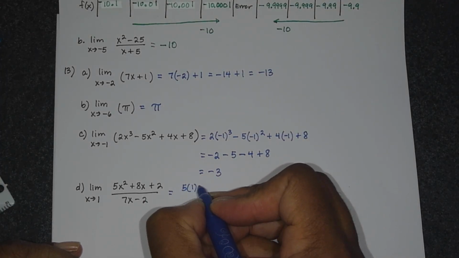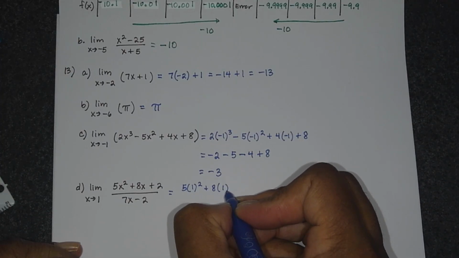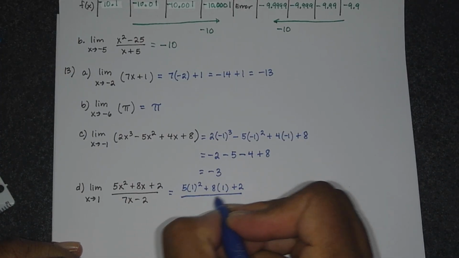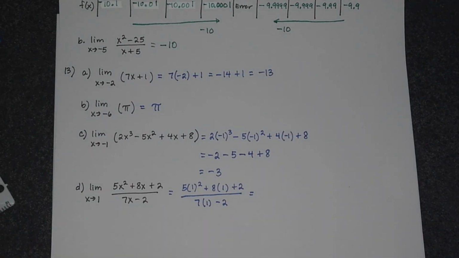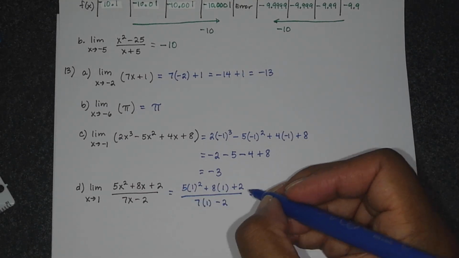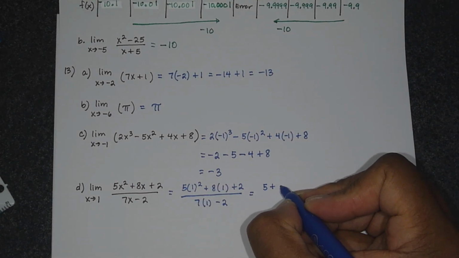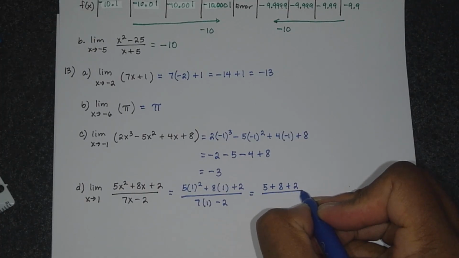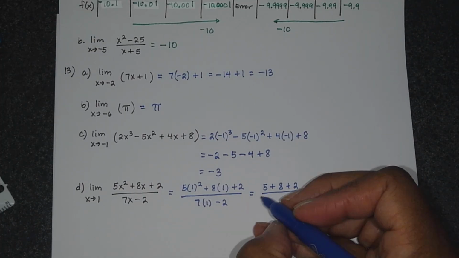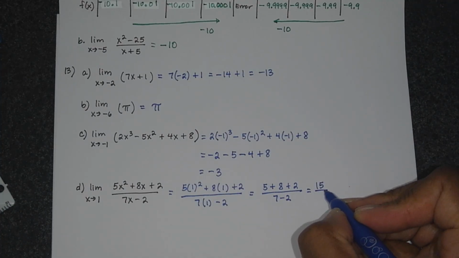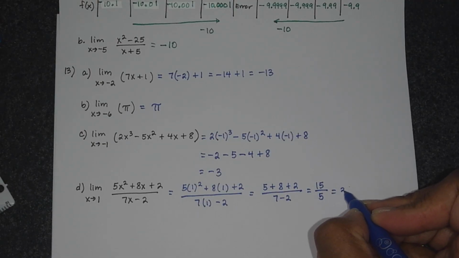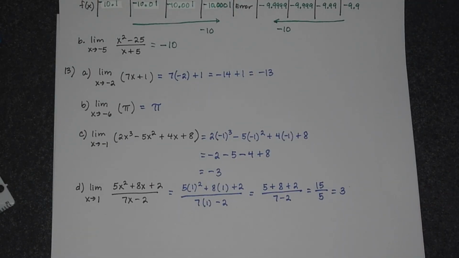So this will be 5 times 1, and that's squared, plus 8 times x, which is 1, plus 2, divided by 7 times x, which is 1, minus 2. Okay, we square the 1, that's going to be 1 times 5, that'll be 5. 8 times 1, that's 8, plus 2. 7 times 1 is 7, minus 2. What's 5 plus 8 plus 2? 15. 7 minus 2 is 5. 15 divided by 5 is 3. So the limit as x approaches 1 of 5x squared plus 8x plus 2 divided by 7x minus 2 would be 3.